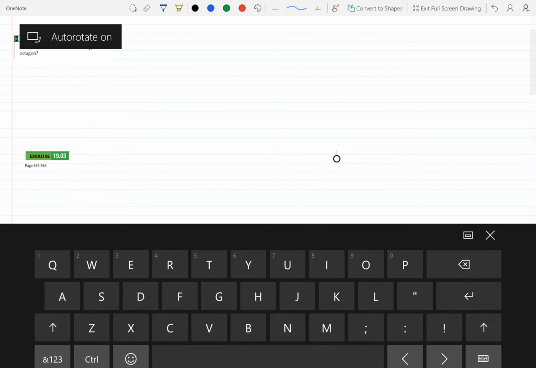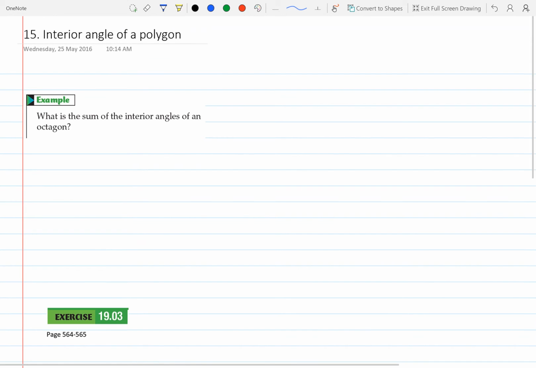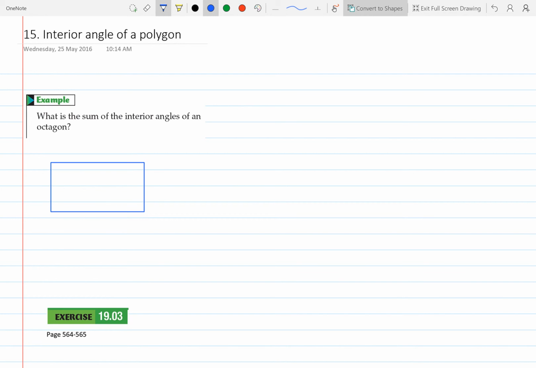Hi everyone, in this video we're looking at the interior angles of a polygon. Say we're talking about a rectangle, or maybe I can draw one a bit better than that, a rectangle. The interior angles, we're talking about these angles here. Now I hope that all of you know that the interior angles of a rectangle add up to 360, but this is not necessarily the same for all polygons.